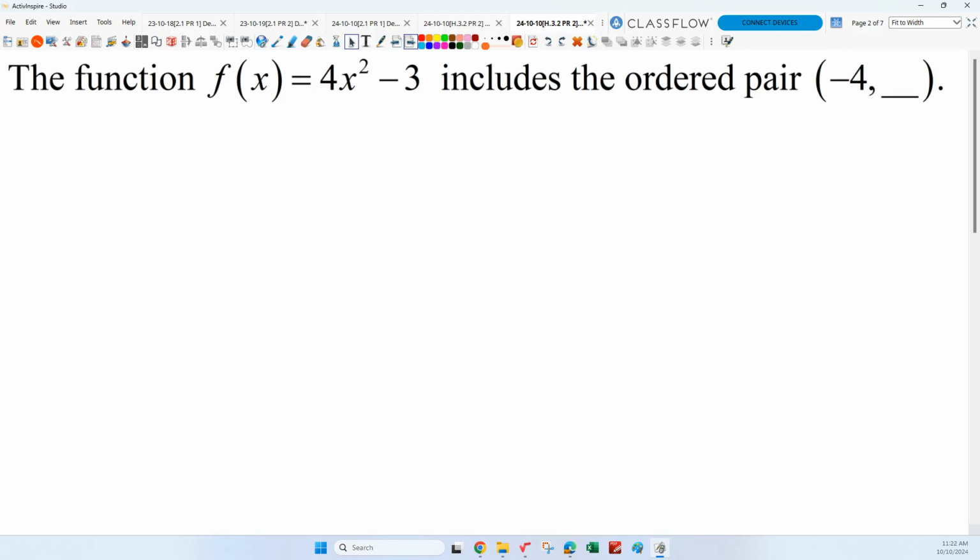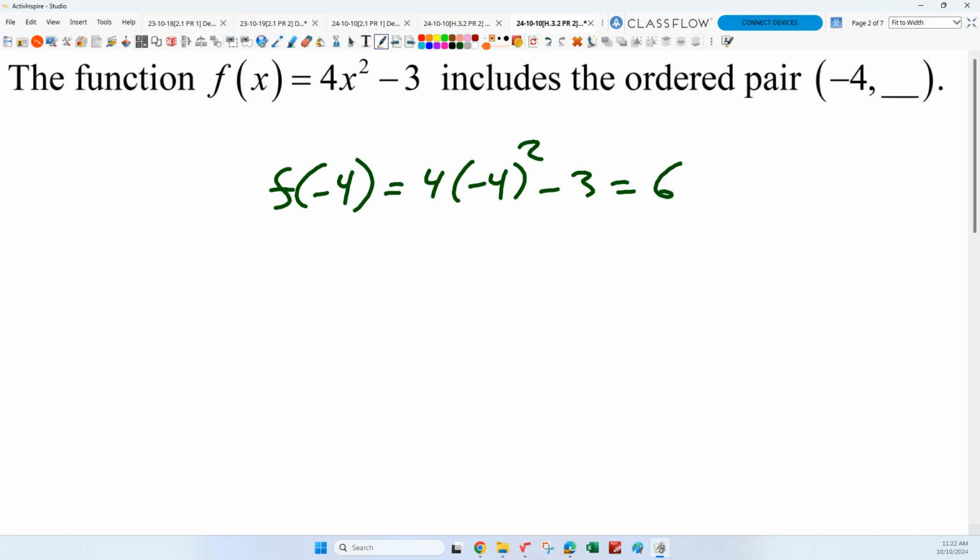Good, good, good. So really all they're asking us to do here is input a negative 4. That's the x coordinate, so that becomes the input, right? So then we just want to figure out what the output is going to be, f of negative 4. Well, negative 4 squared is positive 16, times 4 is 64, minus 3 is 61. Good. And so, yeah, let me show you the table function. That's a good way to do it.